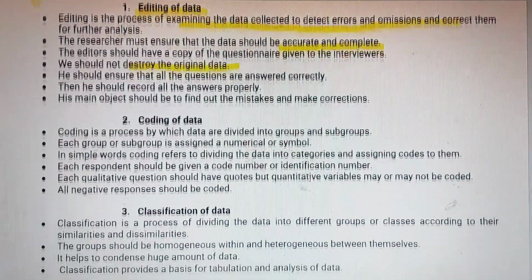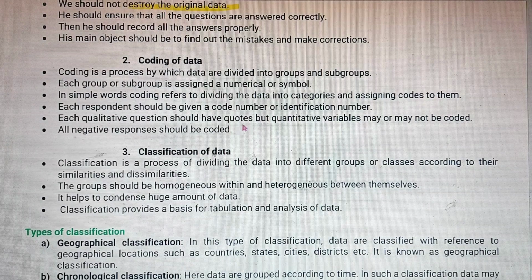Okay, in coding of data, they are converted into codes. Now, coding is a process by which data are divided into groups and subgroups, and each group and subgroup is assigned a numerical or a symbol which is called a code.